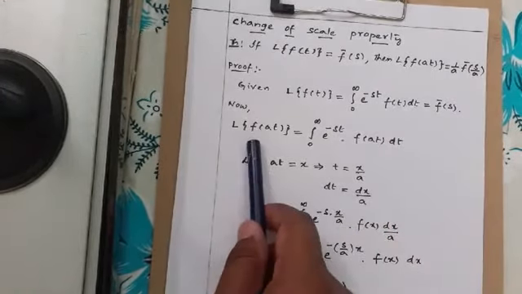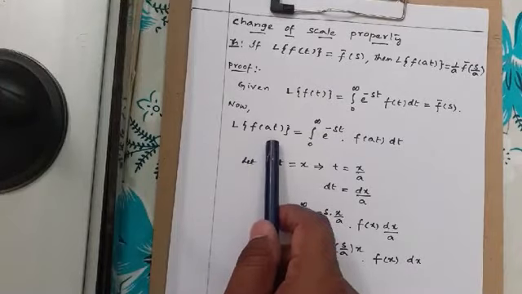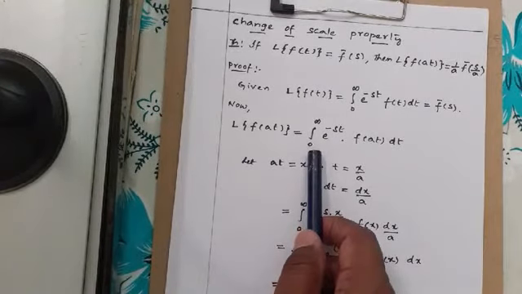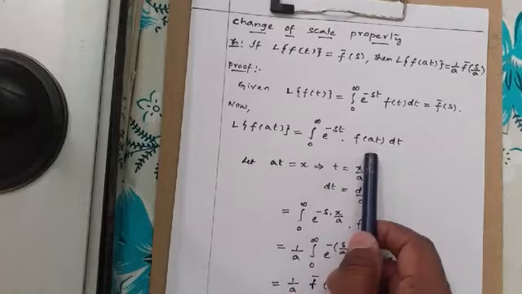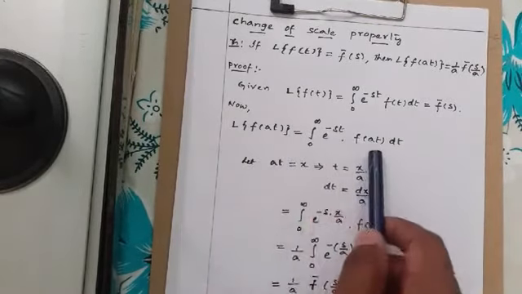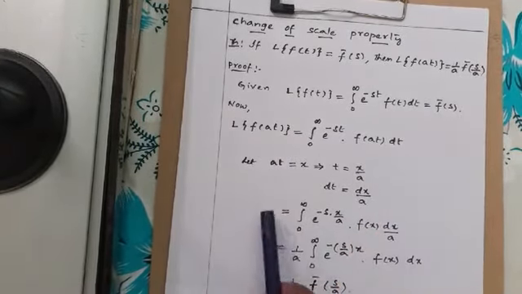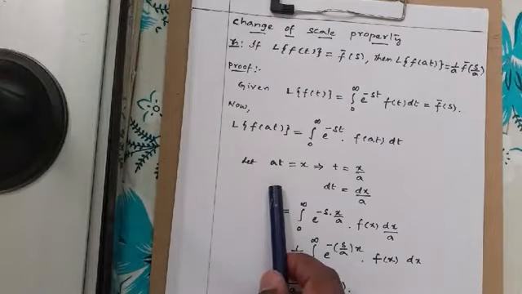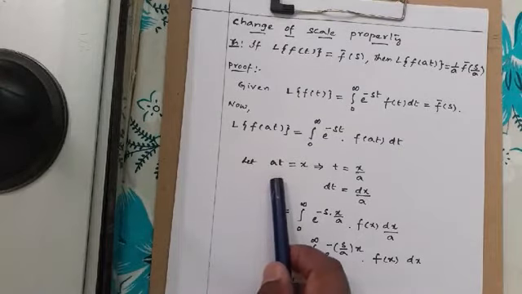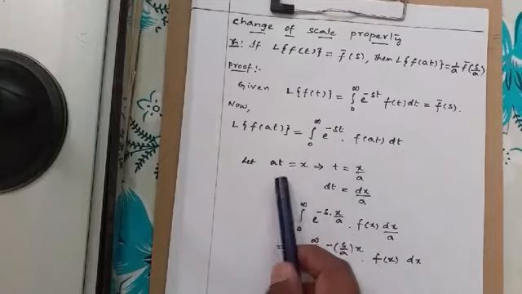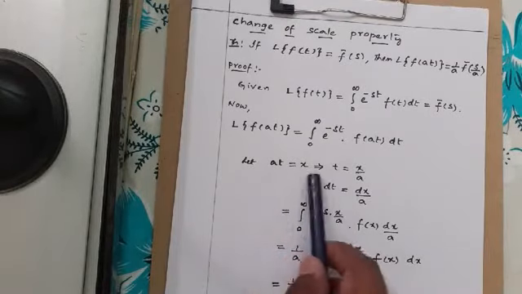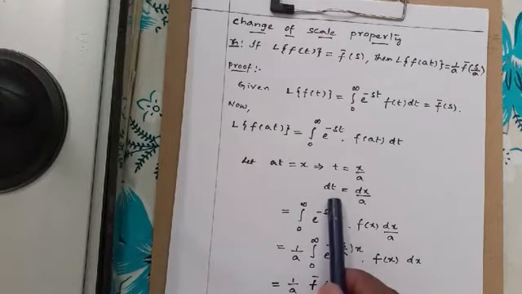So we take Laplace of f of at is equal to integral 0 to infinity e power minus st, and in the place of f of t we have to write f of at dt. Now we are taking the substitution: at is equal to x. Then from this t is equal to x by a. Differentiating both sides, dt is equal to dx by a.